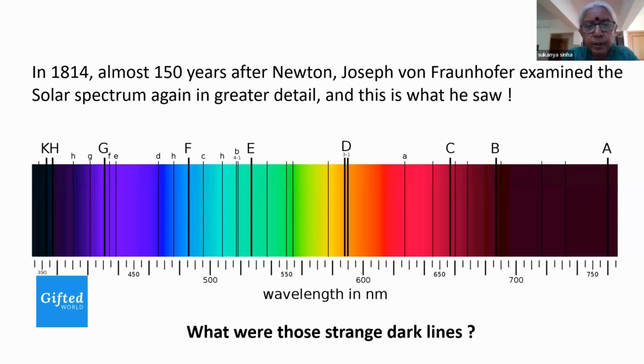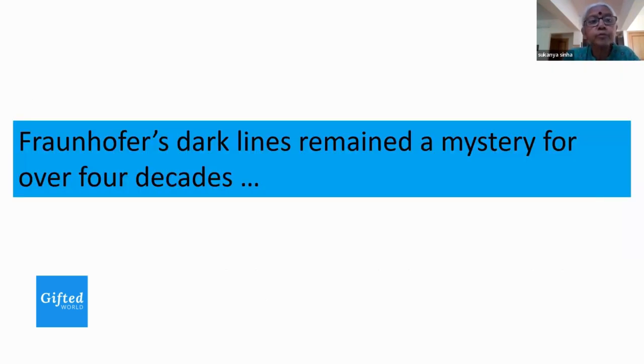So, as I said, Fraunhofer's dark lines remained a mystery for over 4 decades. For 40 years people were worrying about it, not getting an answer. Everybody had a different theory about it, and they were not agreeing with each other.